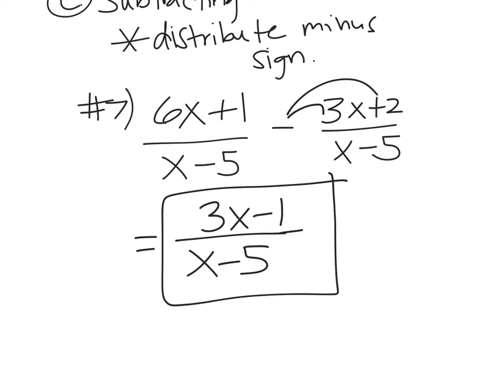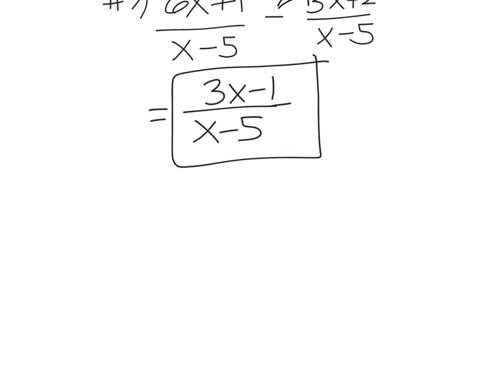There's no slashing going on. These are not factors, okay? This is a 3x minus 1 and an x minus 5. All right, let's do one where we've got to get a common denominator now. How many more questions do we have left, you ask? 2. All right, here we go.